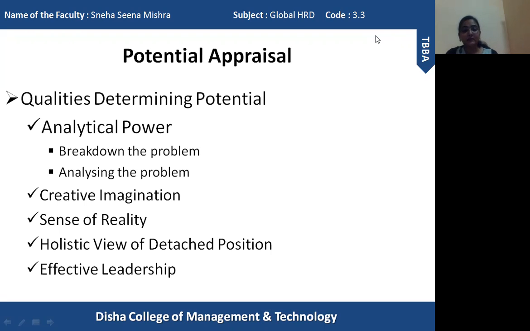And when this potential is considered, this is extremely necessary to take major decisions related to the organization, related to any kind of department. So this quality, this potential, is extremely necessary for higher level jobs. And like I said, it is also considered to be a very important quality in terms of potential. The holistic view also needs to have a sense of reality and creative imagination.